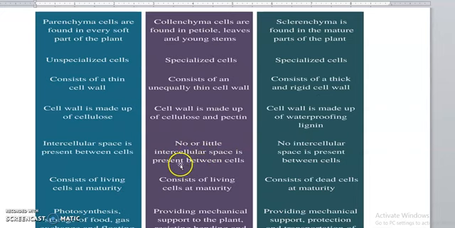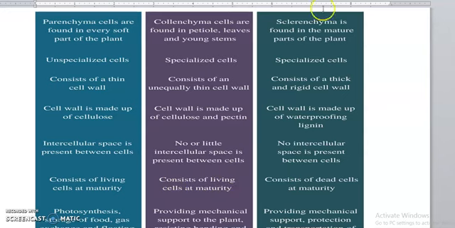No or little intracellular space is present between cells. Cells here, in this case, are very close to each other, or they stick to each other. In case there is space, it's very small in comparison to the first type, which is called the parenchyma. And by the end, we have the last characteristic, which is consists of living cells at maturity.